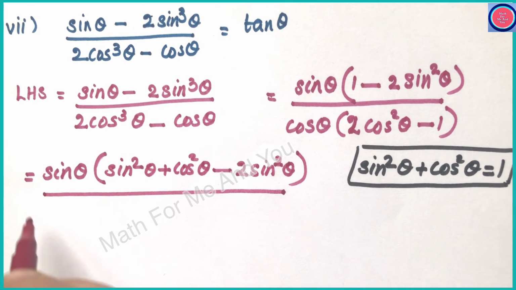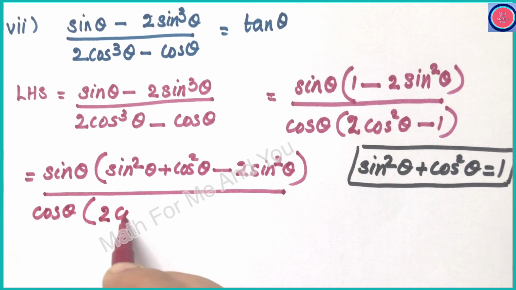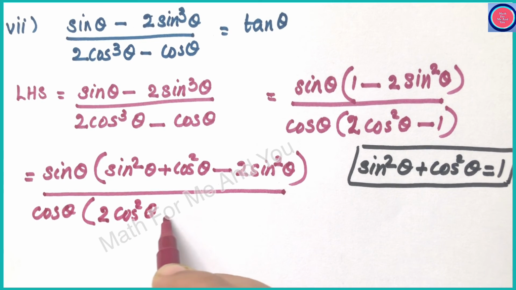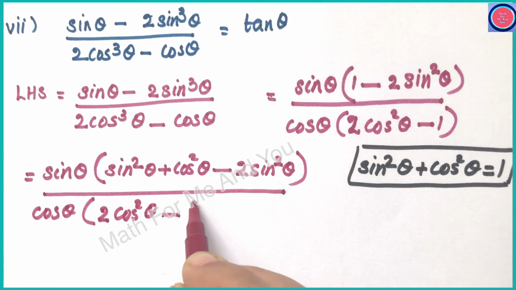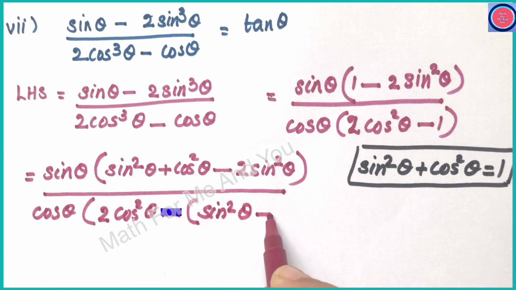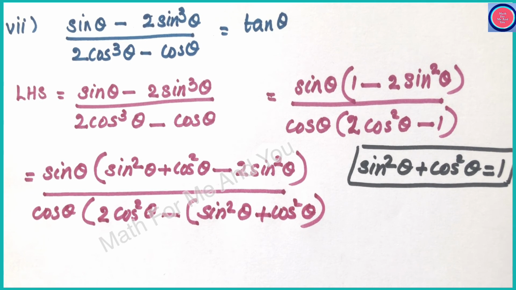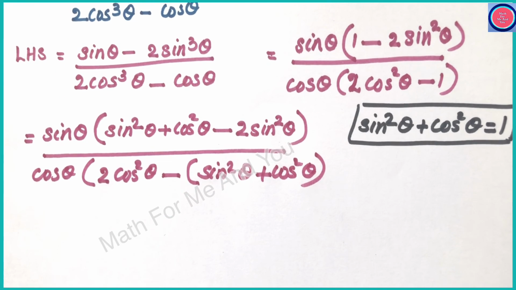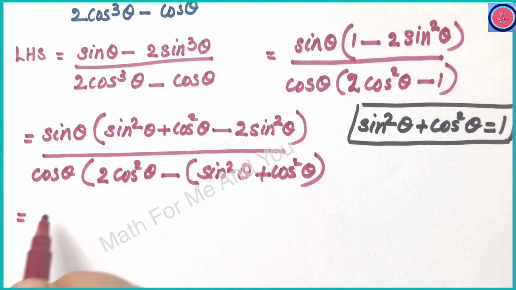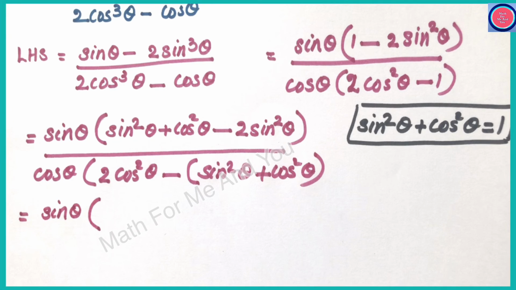The denominator we will also do the same thing. Write cos theta times 2 cos square theta as it is, and minus 1 we are going to change with sin square theta plus cos square theta. But there is a negative, so we have to use a bracket and write inside the bracket sin square theta plus cos square theta instead of 1. In the next step, we are going to simplify the brackets in the numerator and denominator. So the numerator becomes sin theta times (sin square theta plus cos square theta minus 2 sin square theta).